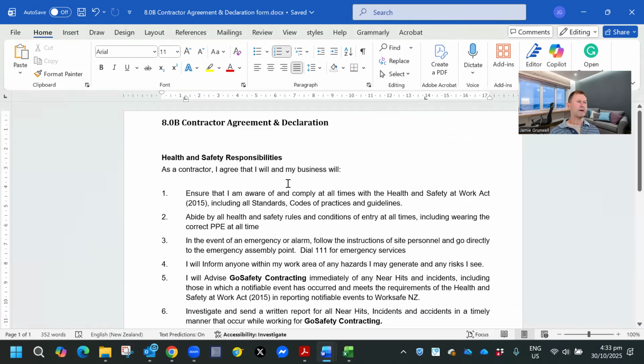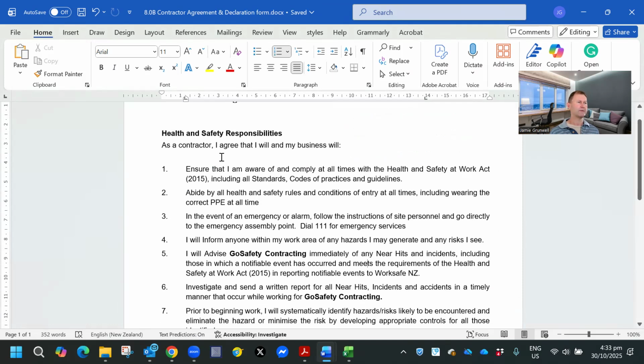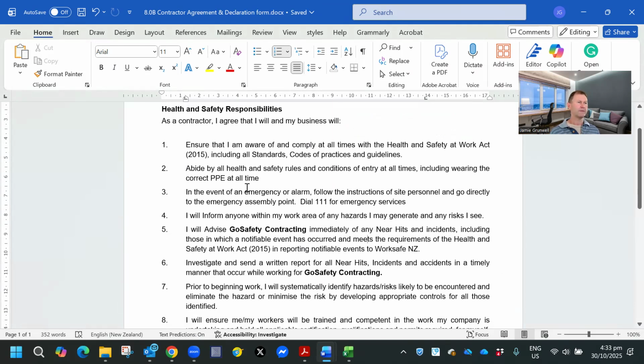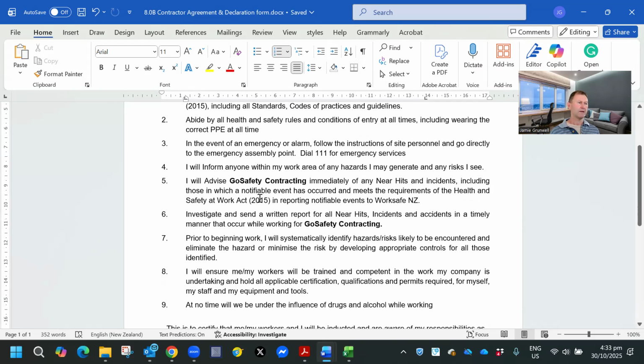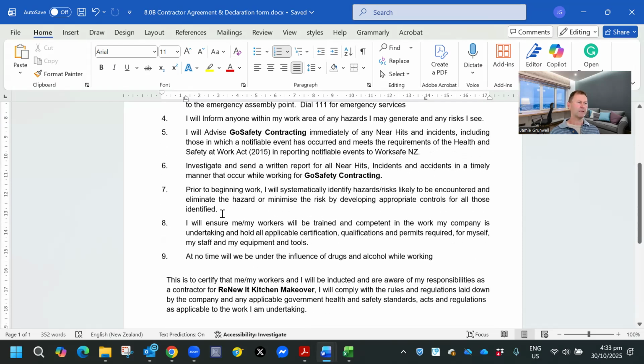So what we do is we send them out the contract, an agreement and declaration, and that basically is an agreement by the contractor that they're going to abide by our health and safety rules while they're on site. So they're going to follow the Health and Safety at Work Act 2015. They're going to abide by all health and safety rules and conditions. They're going to abide by emergency procedures, and the list goes on.